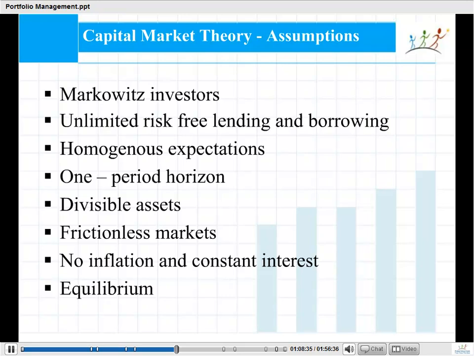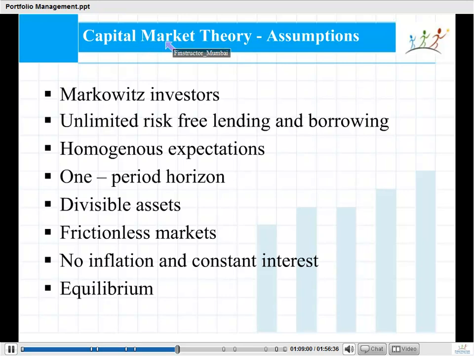So we'll move on to asset pricing models, where we will relax this assumption of no risk-free asset available. We will actually include a risk-free asset in our analysis and see how the risk-reward profile changes. However, before we move on to asset pricing models, there are certain more assumptions that we should be aware of.